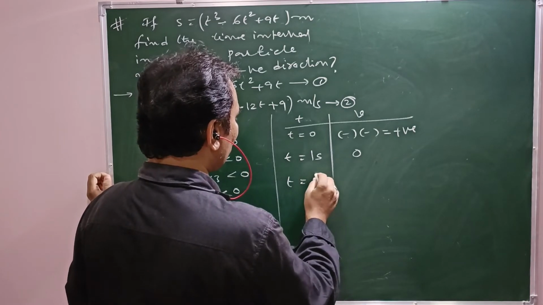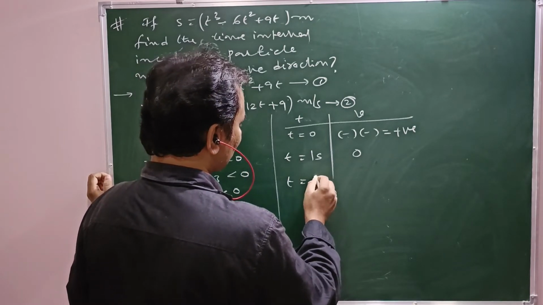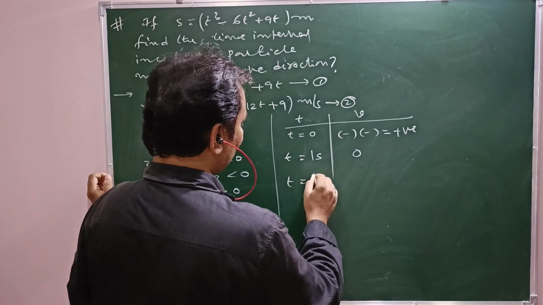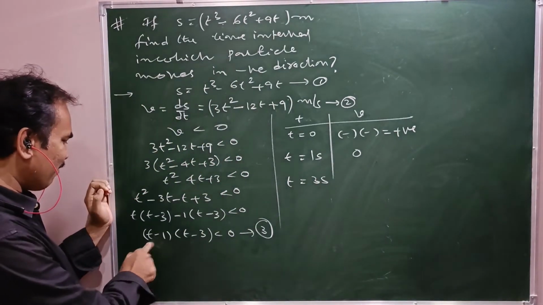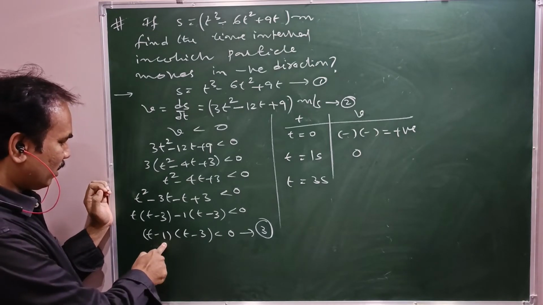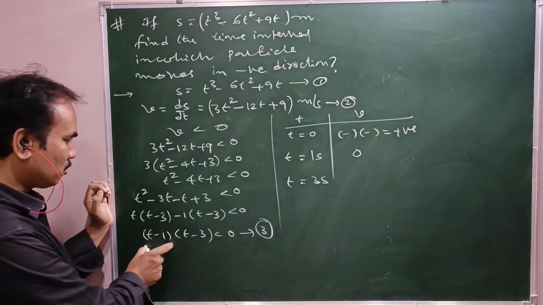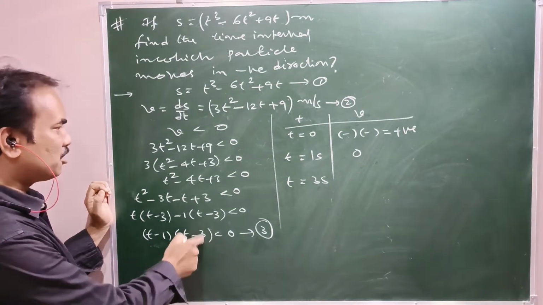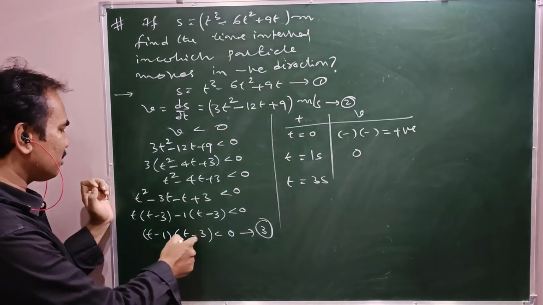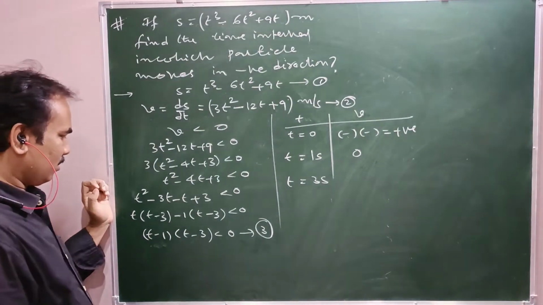Next, t equal to 3 seconds as an example. Here 3 minus 1 means 2, that is plus 2. 3 minus 3 is 0. Am I right?